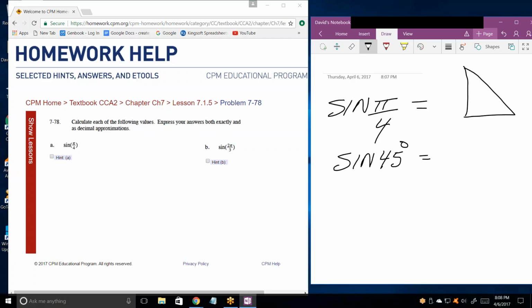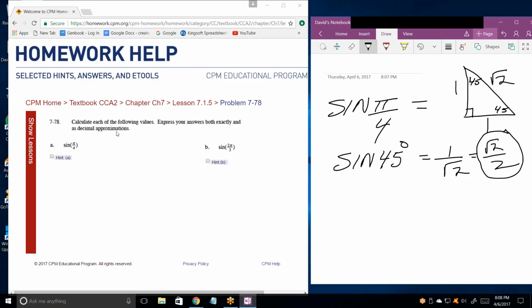Hold on. We need the 45-45 triangle, right? Since we're talking about a 45 degree angle, it's a right triangle. You've got to memorize these dimensions. No two ways about it. So that's 1 over square root of 2, which is the same as square root of 2 over 2. Okay? So that's the exact answer.